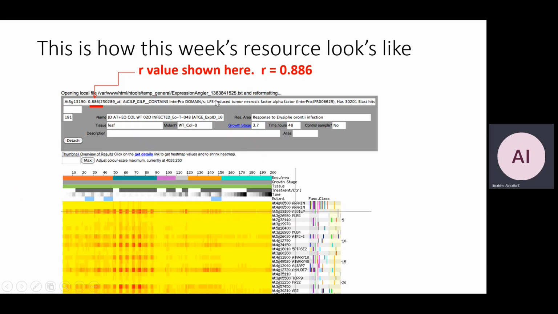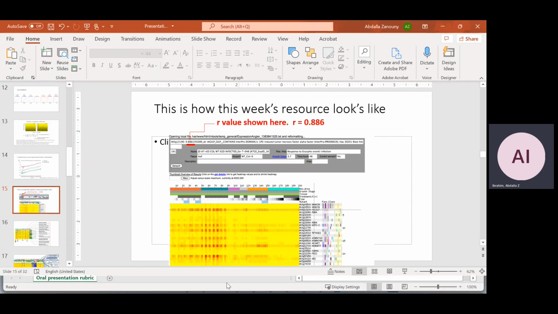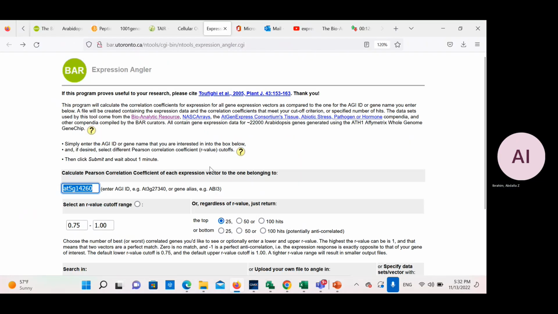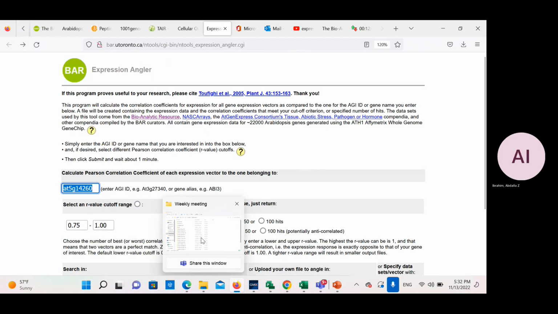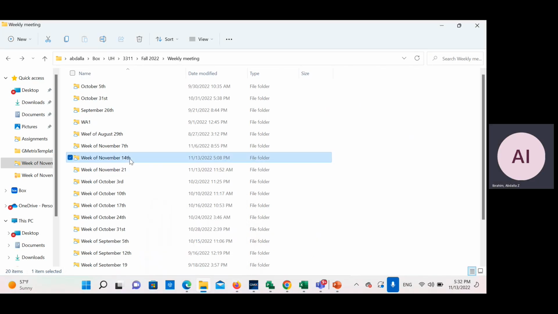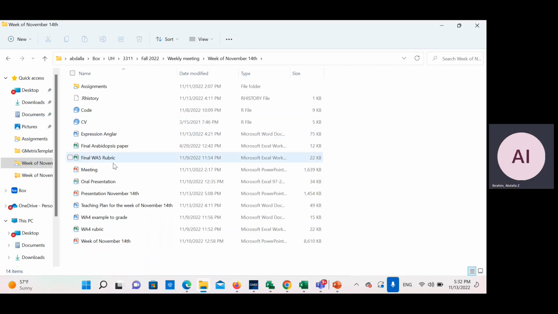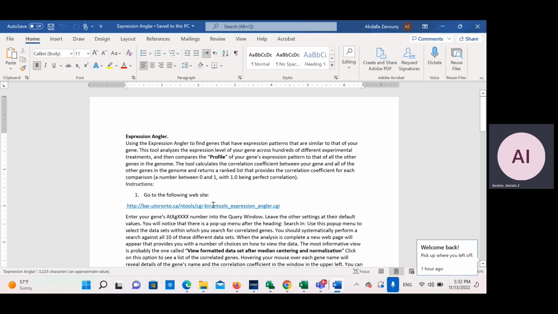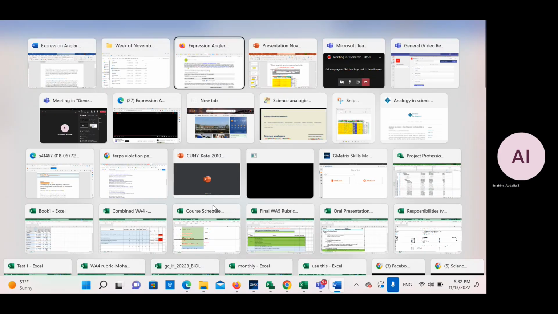So let's look at this week's tool. This is how the output will look. Let's do one of these analyses. This is the link that you have. This is Expression Angler. This is the link that you'll click, and it takes you to this website.